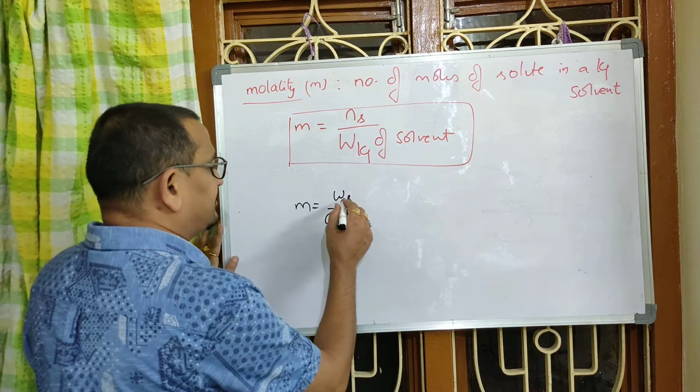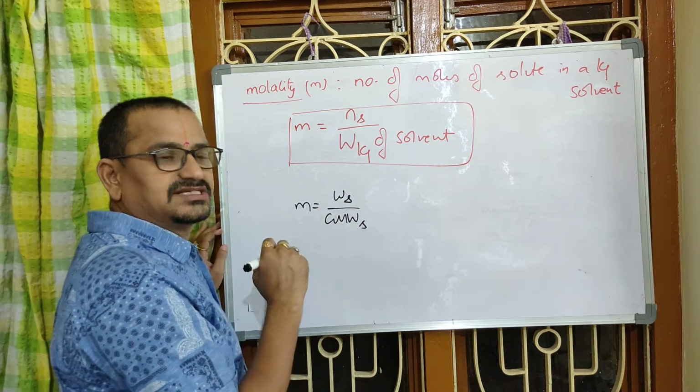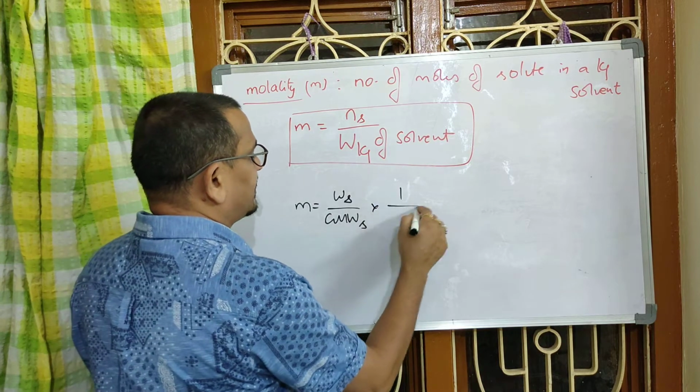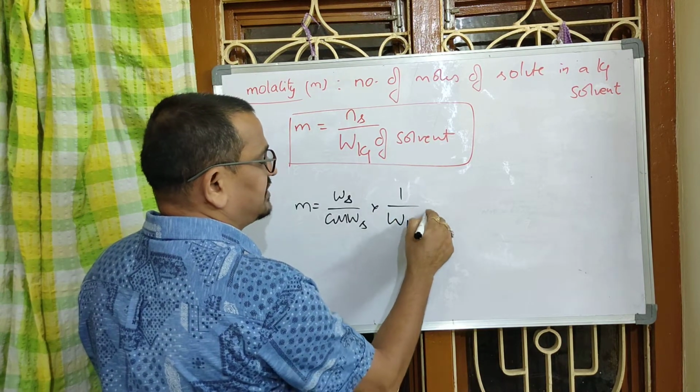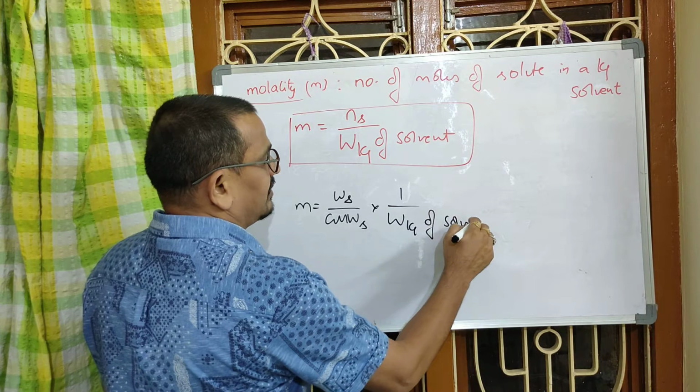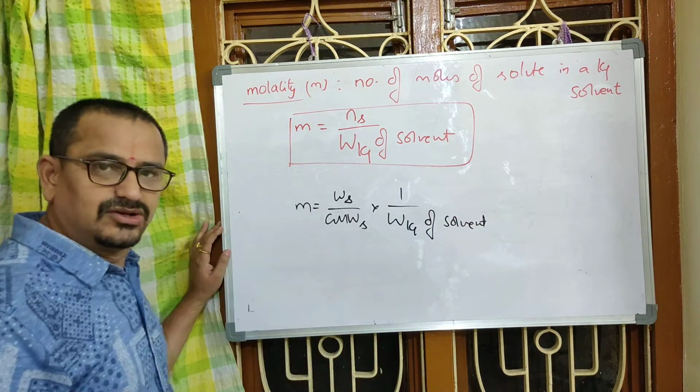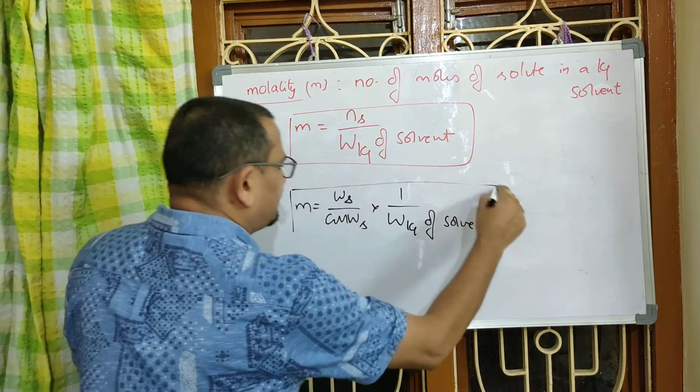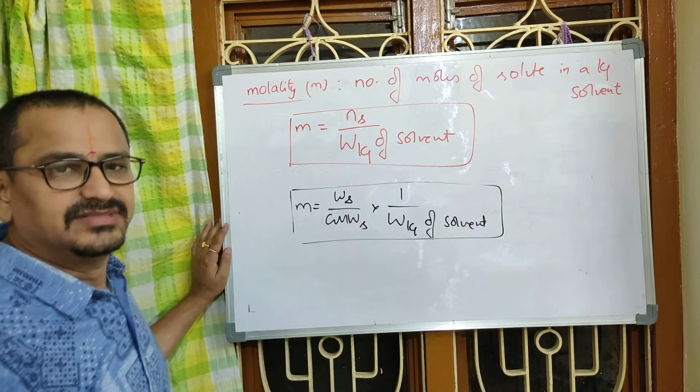So molality is the ratio of number of moles of solute per kg of solvent. The number of moles can be calculated as weight by molar mass of solute into 1 by weight of solvent in kg. Got it? So this is another way of expressing the same formula.